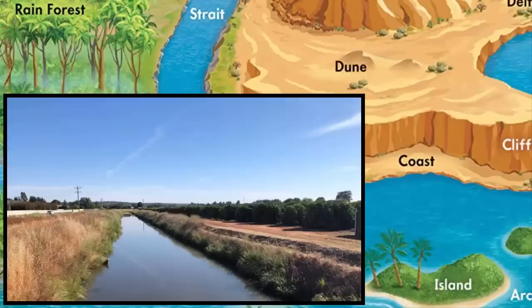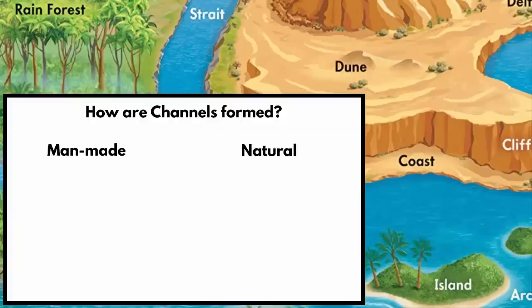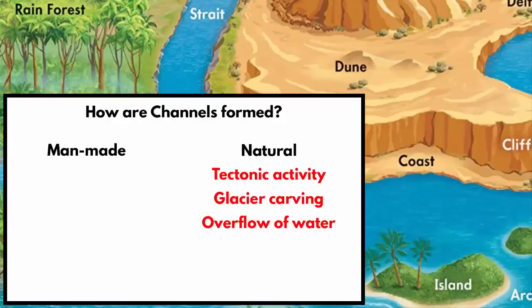Around the world, you will find both small as well as big channels. That means channels are created both naturally as well as by humans. Natural processes include tectonic activity, carving of landmass due to glaciers, and overflowing of water bodies. Man-made processes include digging up the land so that large ships can pass through them.